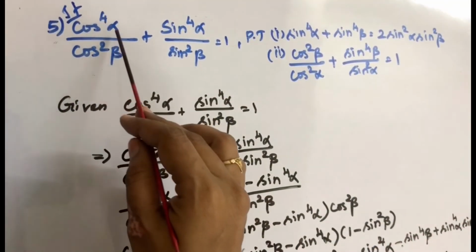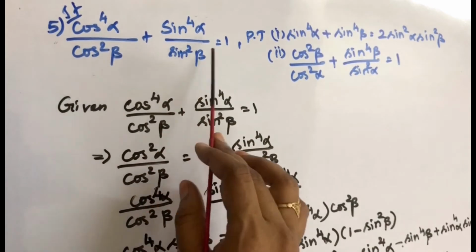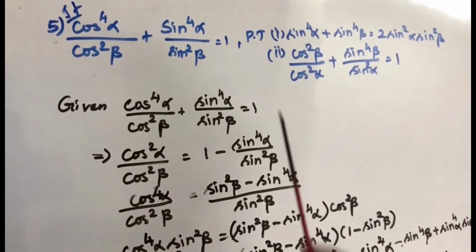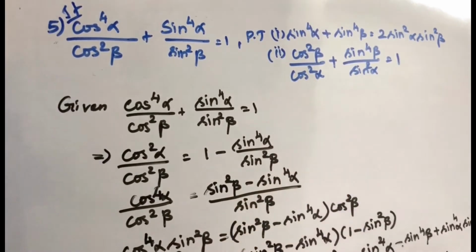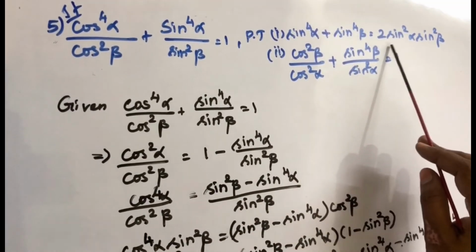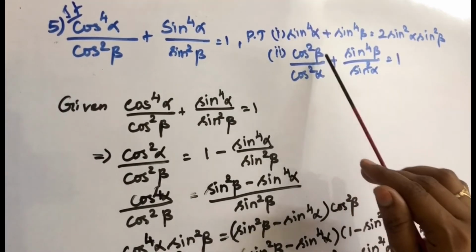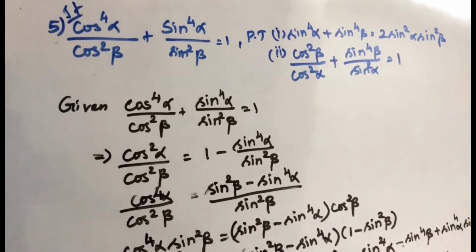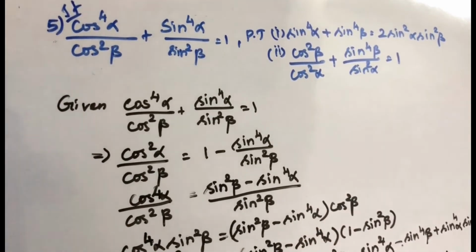If cos power 4 alpha divided by cos square beta plus sin power 4 alpha divided by sin square beta is equal to 1, prove that sin power 4 alpha plus sin power 4 beta is equal to 2 sin square alpha sin square beta. And second one, cos square beta divided by cos square alpha plus sin power 4 beta divided by sin square alpha is equal to 1.